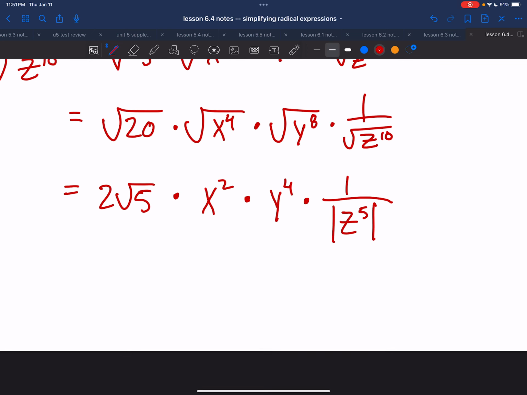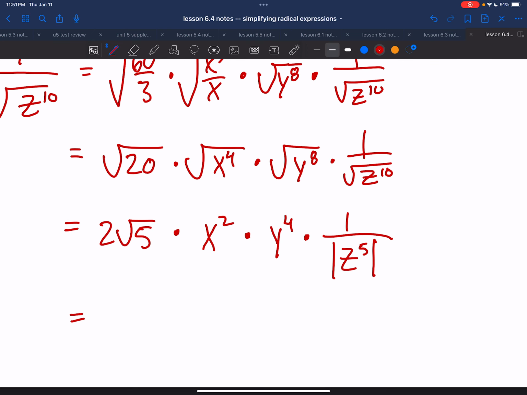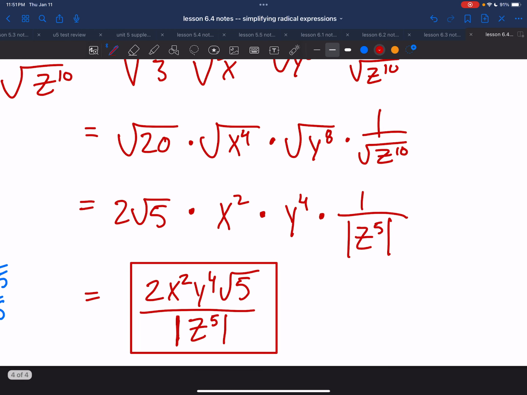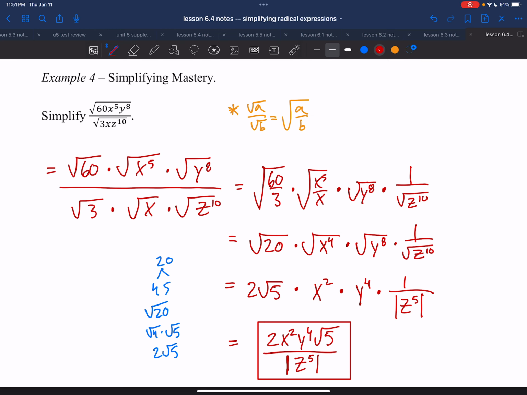And so if I clean all this up and put it together, all that stuff is in the numerator: 2x squared y to the 4th root 5 over absolute value z to the 5. And you can see that all it really was just breaking it apart piece by piece. When you do one at a time, it's not so bad. But if you look at it all over, it's kind of intimidating. But yeah, you do enough of these, you'll get to the point where you can do it pretty fast mentally.